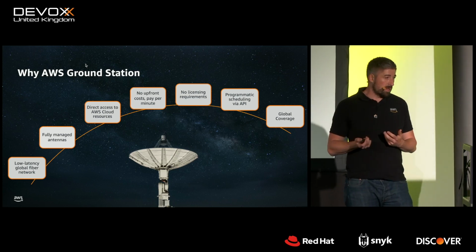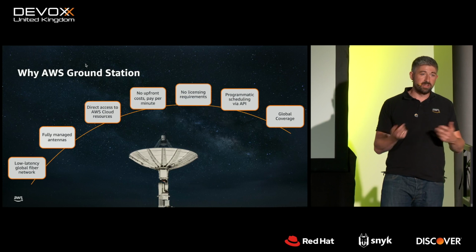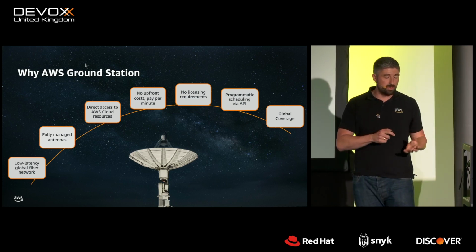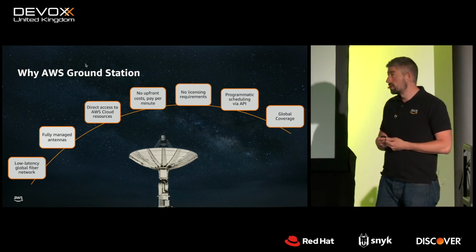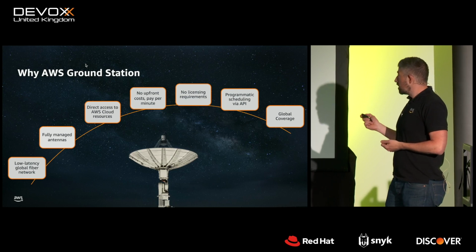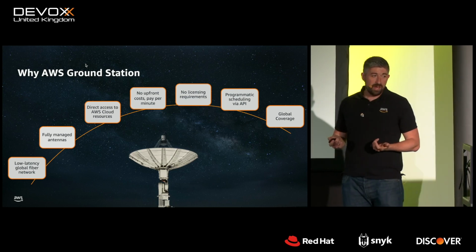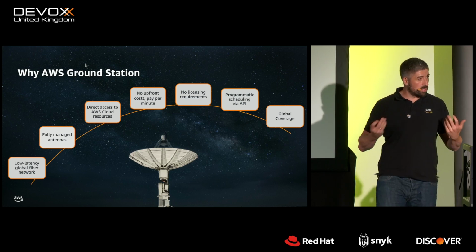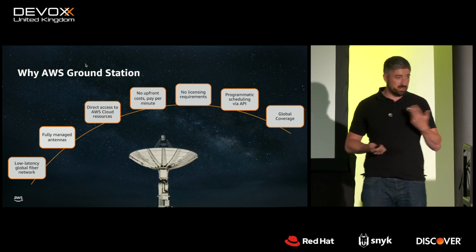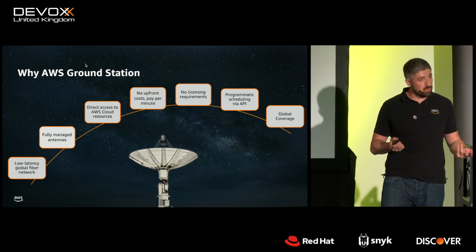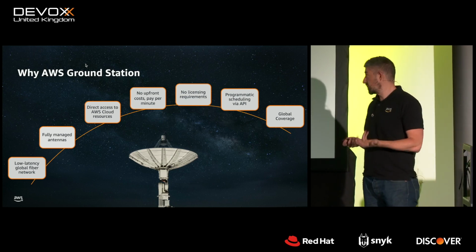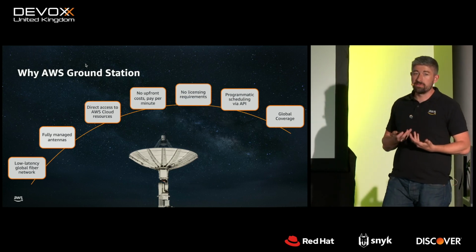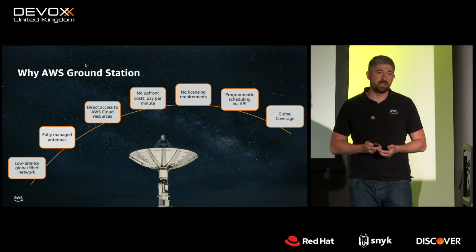Licensing can be quite complex, especially when it comes to software-defined radios and all the aspects that you require for space communication. You can have programmatic scheduling via the API. Those of you that have used AWS before know there's a strong tooling around our APIs, the CLI, the SDKs. You can use all those to schedule contacts with a satellite, which makes it great for automating things. We're going to see that later.